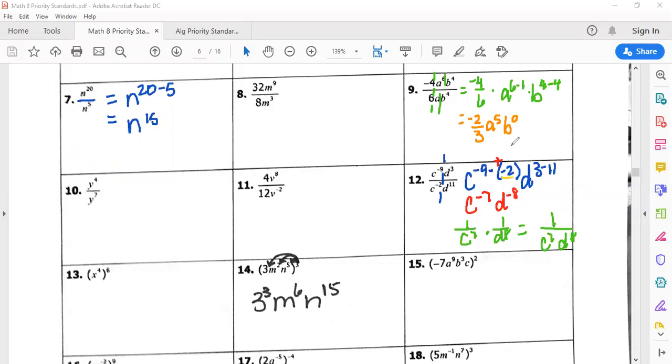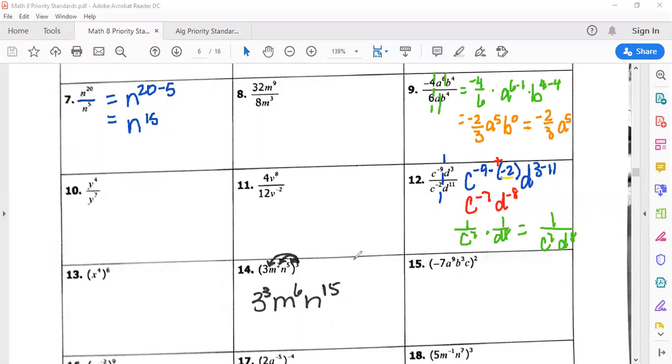Now, if you're remembering from the beginning of the packet and from the beginning of the year, I've got b to the 0 power. You should be able to remember that anything to the 0 power equals 1. I hope you said 1 in your head. So it's negative 2/3 a to the 5th. And that's how our simplified answer would look.